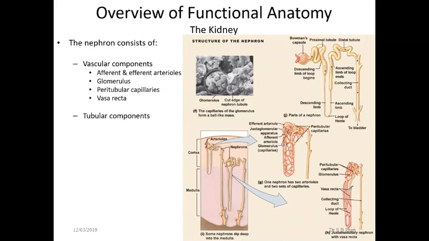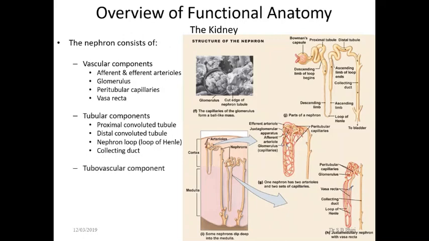And this distal convoluted tubule connects to the collecting tubules, and the collecting tubules connect to form the collecting ducts. So you know that pathway. The proximal convoluted tubule, the distal convoluted tubule, and also the nephron loop or the loop of Henle. These are the tubular components of the kidney nephron. Then the collecting ducts as well. And then we have tubovascular components. So it's like a tube in association with the vascular system. So the tubes of the nephron in association with the blood supply or the vascular system.